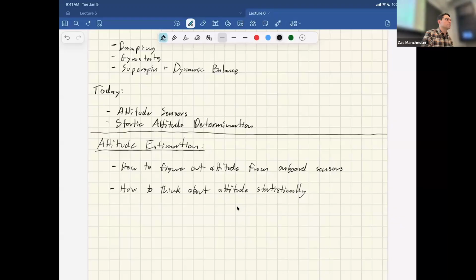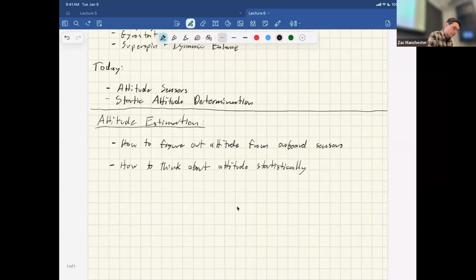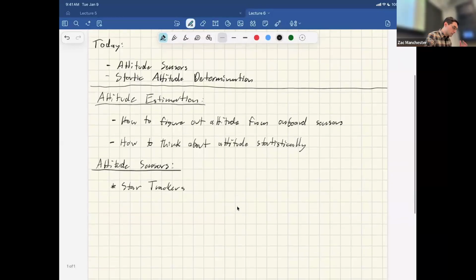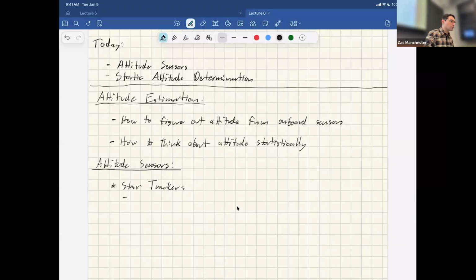Okay, cool. So the next thing we're going to do is a really quick survey of attitude sensors. Anyone have any right off the bat thoughts on this? Yeah, star trackers, sun sensors. Star trackers are a good one. Let's write them down. So star trackers are the classic one. Thoughts on how those work, pros, cons, etc.?